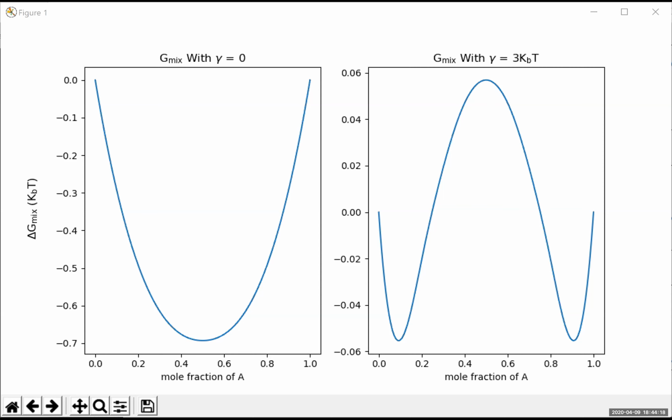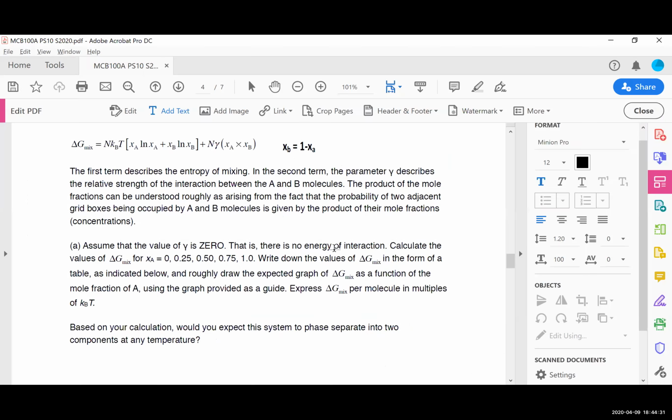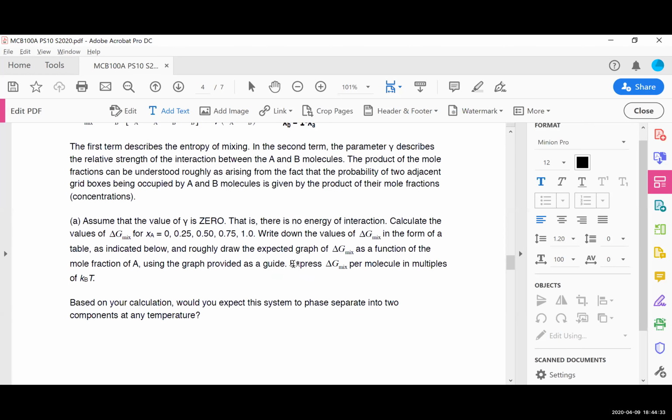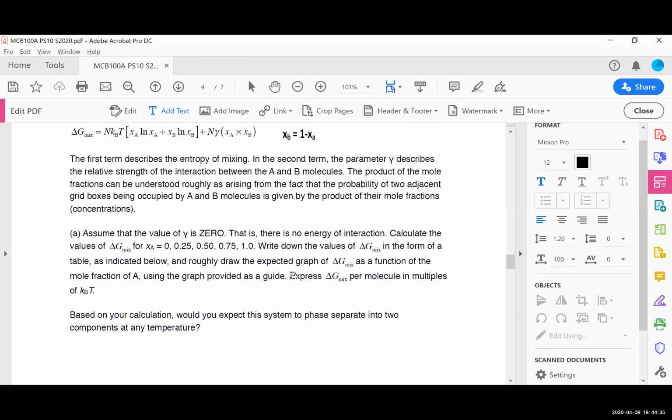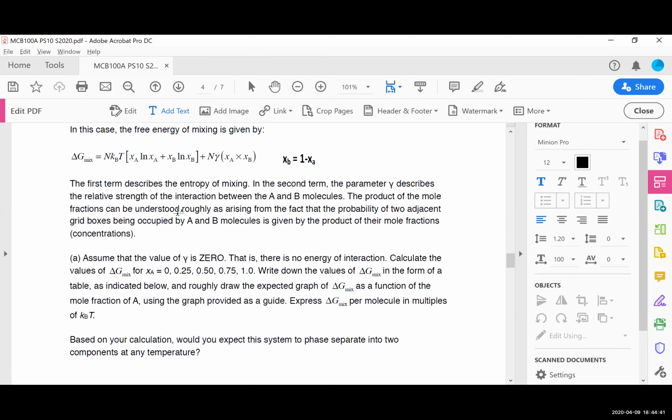Okay, there's another question. For question 5, what do you plug in for n when making the graphs? Oh, okay. So when you actually write down the values of the graph, they ask you for delta G mix per molecule. So your actual value would be delta G mix over n. So you wouldn't have to plug in anything for n.